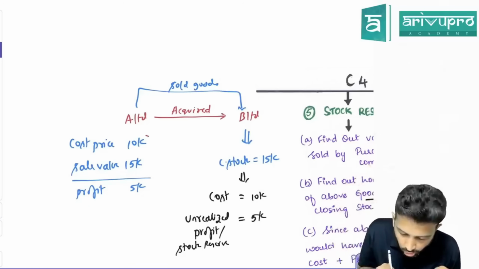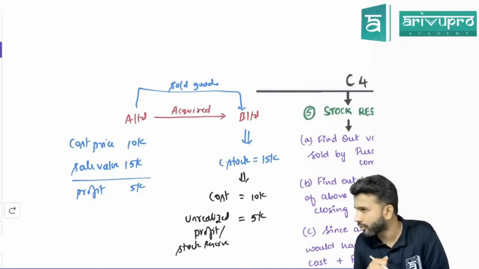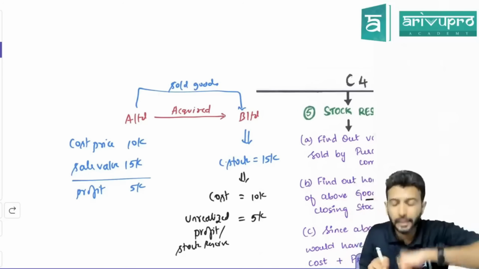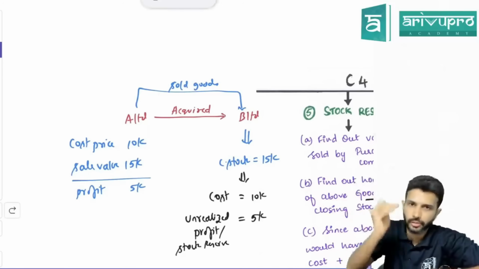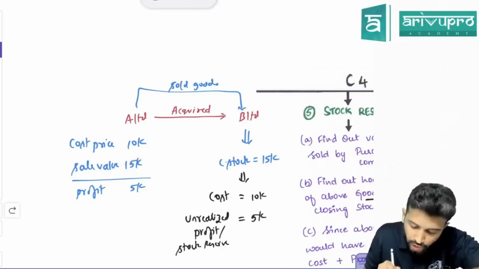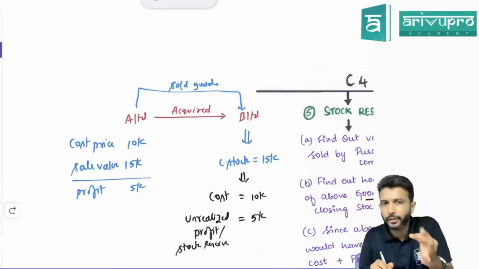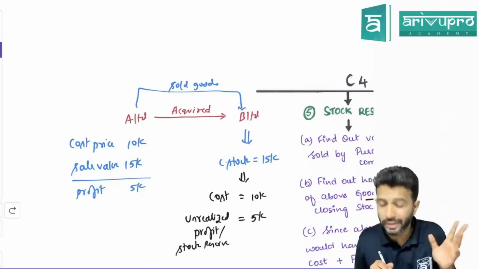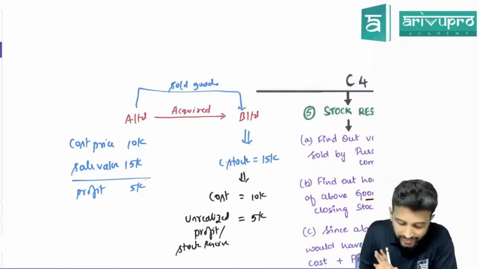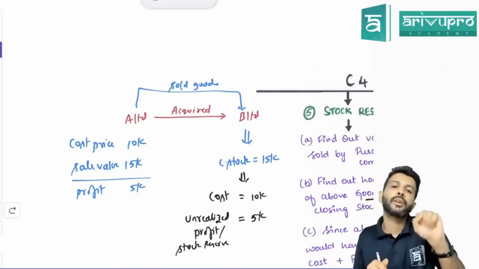Sir, cost price. To sell the goods, A Limited should have purchased these goods first. A Limited purchased these goods for 10,000. Later they sold it to B Limited for 15,000. They purchased it for 10 and sold it later to B Limited for 15. So did A Limited make any profit in this transaction? Yes. How much profit? 5,000.